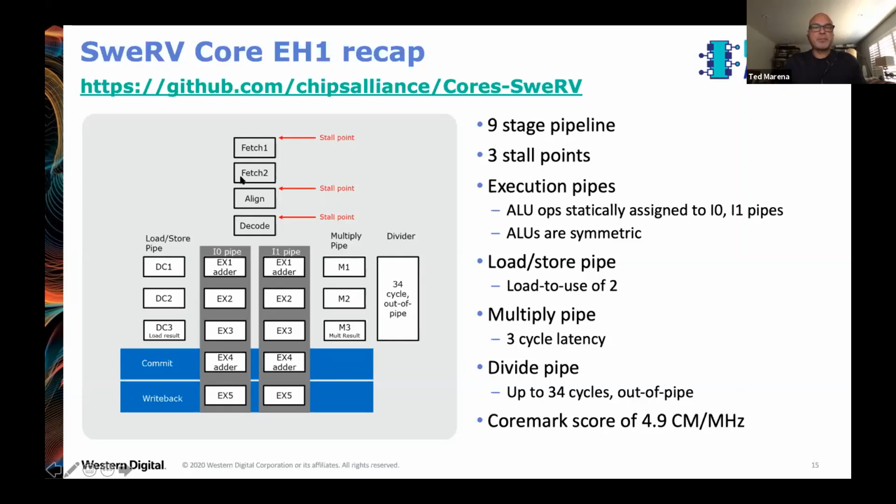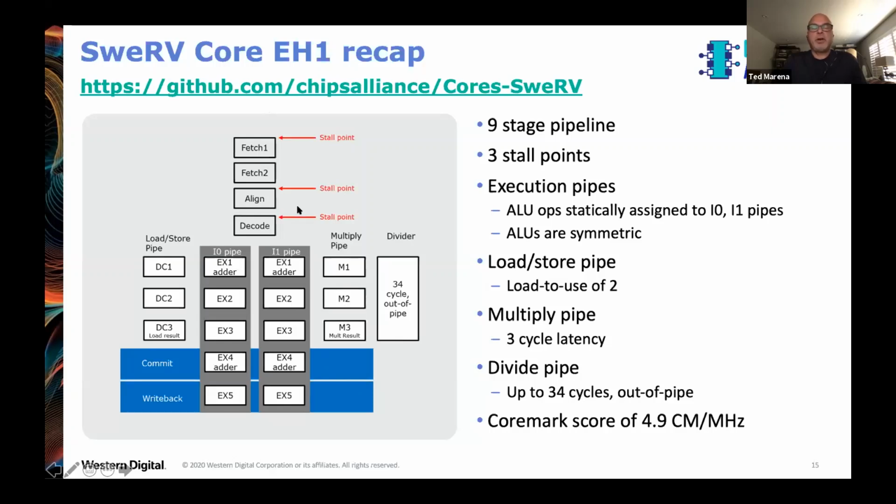But the architecture is a 9-stage pipeline, and it uses what's called a dual superscalar architecture, and that's why there are these 2 sets of pipes that you see here. And the idea here is that you have these various points that you can stall at. We have some things that are out of cycle, like the multiply and the divider. And the idea of this architecture was to keep this pipe filled as much as possible.